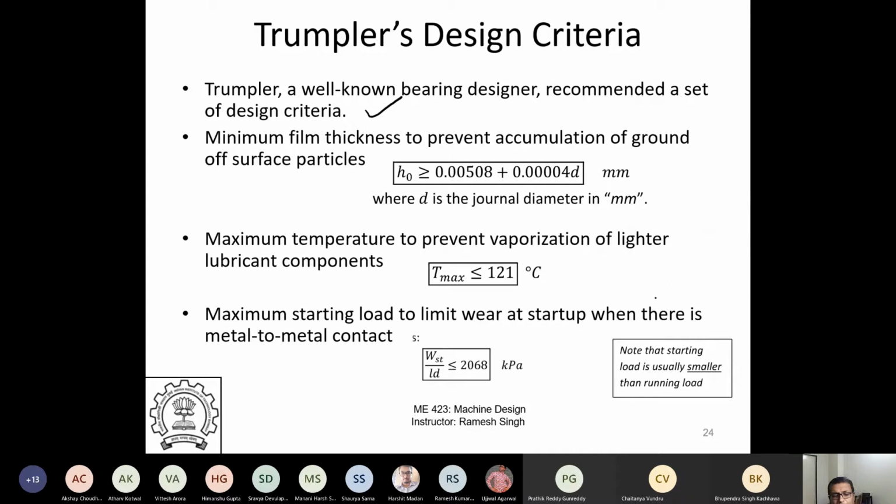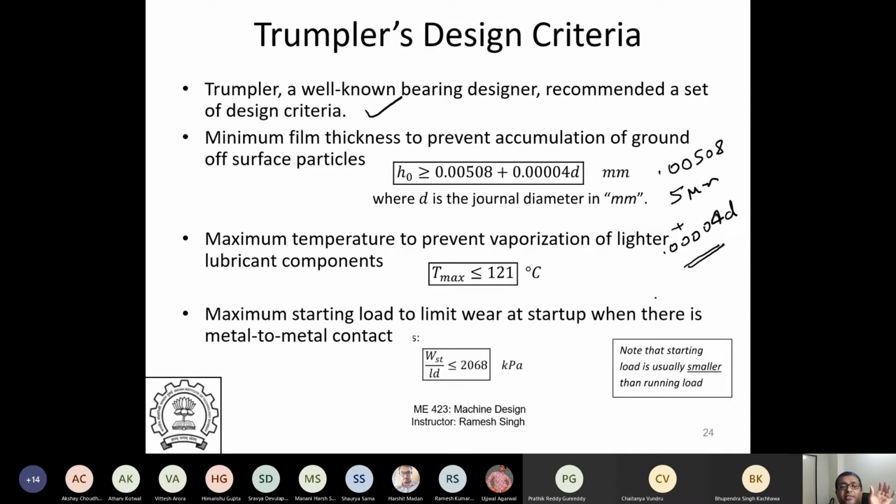So to avoid this physical wear, we need to have a certain minimum film thickness. This minimum film thickness is defined as 0.00508 millimeter, which means 5 micron, plus 0.00004 D, with D in millimeter. He says that this is the absolute minimum you have to maintain to avoid that.